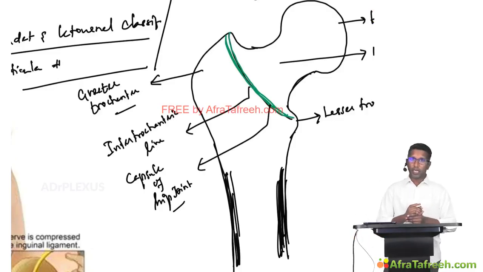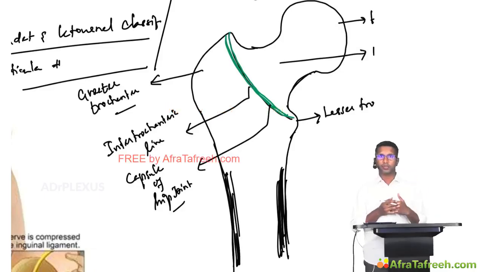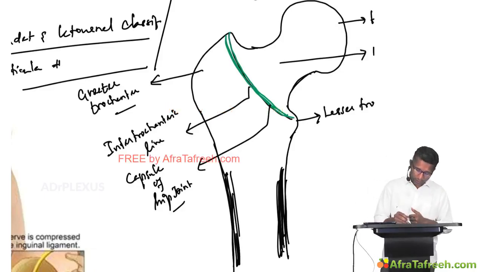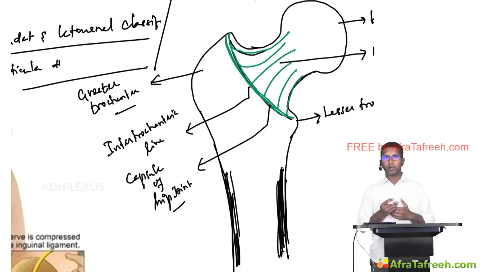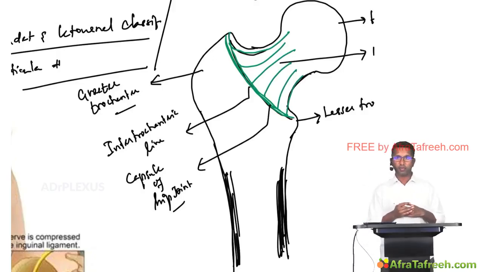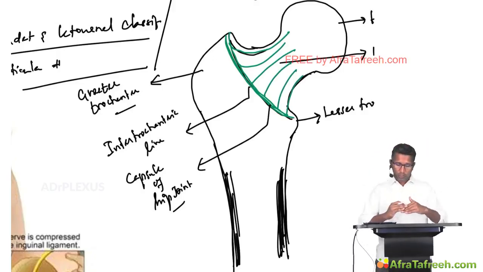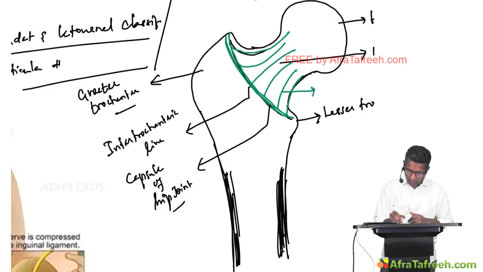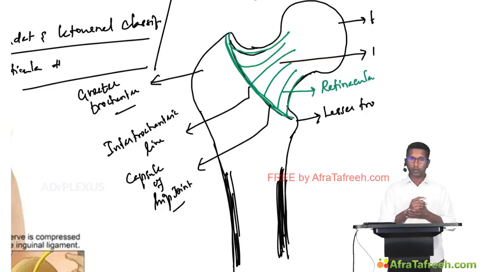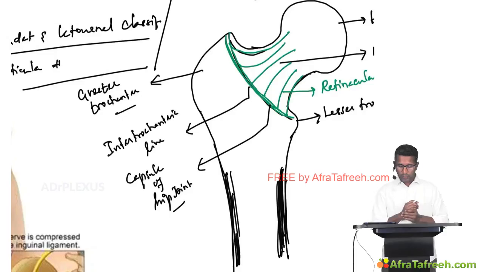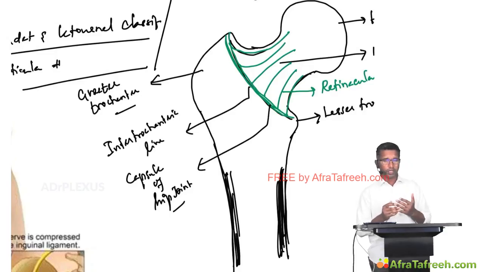After the capsule gets attached to the intertrochanteric line, it gets reflected over the neck of the femur like this. These fibrous reflections from the capsule over the neck of the femur are called the retinacular fibers. These are the things you must know when you look into the proximal part of the femur.